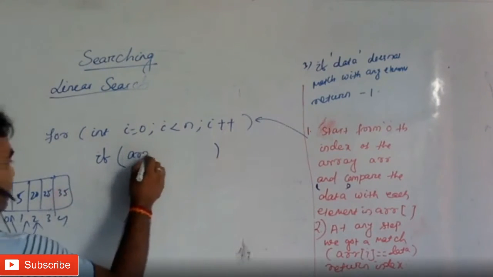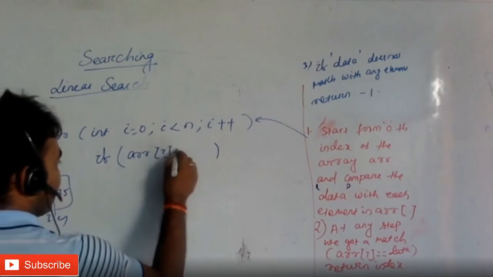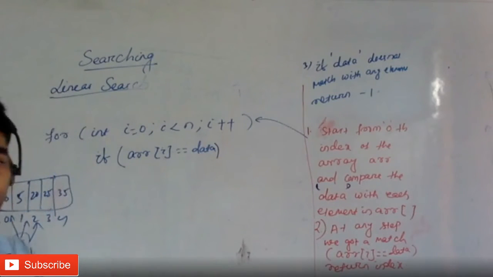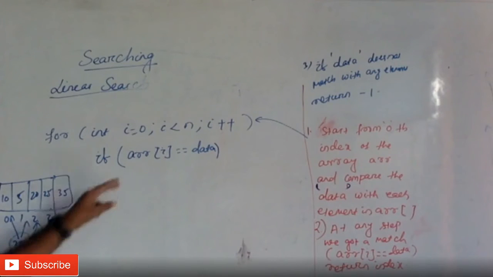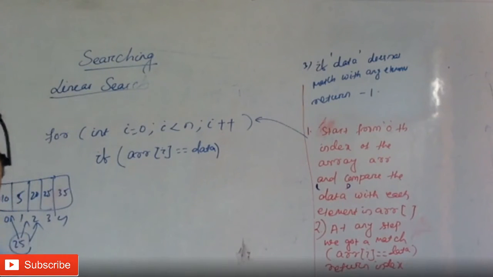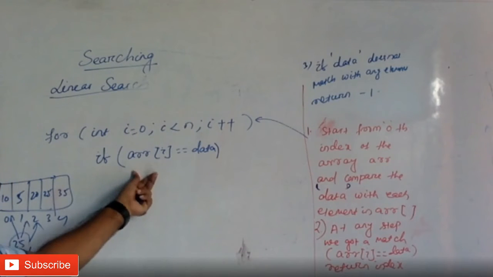So ARR of I equal to data, right? What does that mean? At any point of time, if I got a match, I can immediately say that, okay, I got a match. I can return it from here, or else I can break it. There are different ways, so that depends upon you. You can return this index from here.